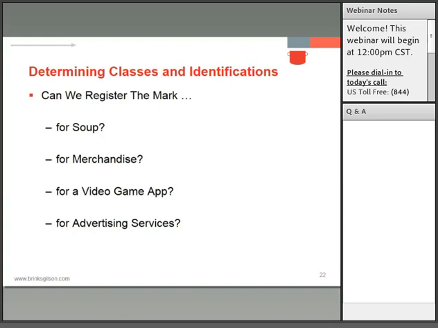So, determining classes and identifications. This is kind of the straightforward stuff. I think the point of this slide is that it's really good, at least in the beginning, to really stay focused on your core goods. I know that marketers sometimes are really excited about moving beyond the soup, and they're already on their video game, and then they think maybe they want to register for advertising services because there's going to be this really big advertising campaign. And I don't know if others run into this with their marketing teams, but really where you're going to get the bang for your buck with the trademark is to just stick to your core products in the beginning. It's not only cost effective, it's probably going to be all you do with the mark in the end.